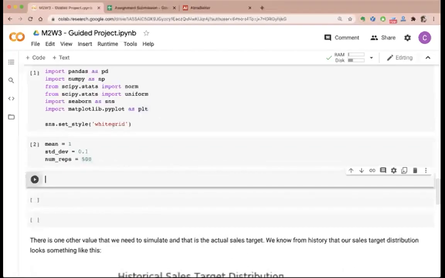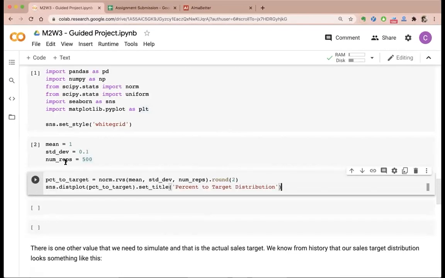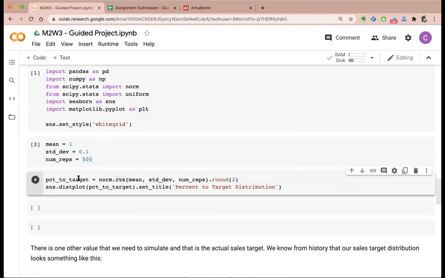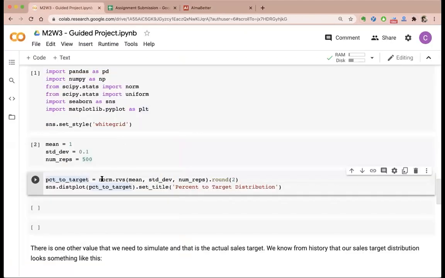You have this norm function which you can use. There is norm.rvs. You have used norm.cdf before, but today we will be using norm.rvs. This takes three parameters, and it basically generates random variables from the distribution. Whatever we were doing here, we were sampling from this distribution. This is what this function does.